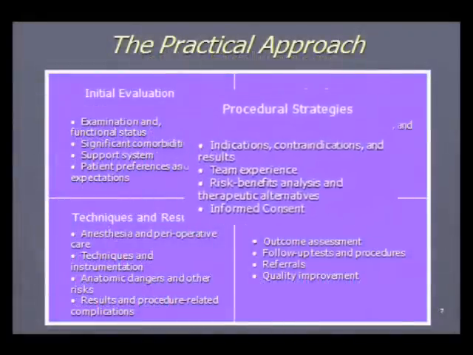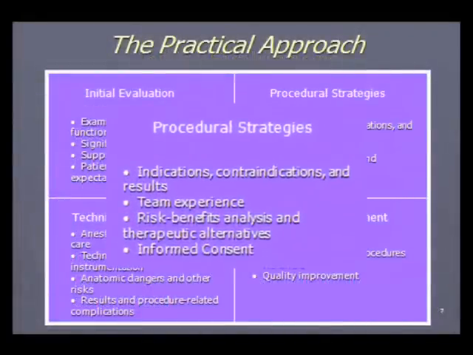The next box in the four-box model is procedural strategies. Here we review the planned intervention with attention to indications, contraindications, and expected results. Team experience, risk-benefit analysis, and the informed consent process are also reviewed.